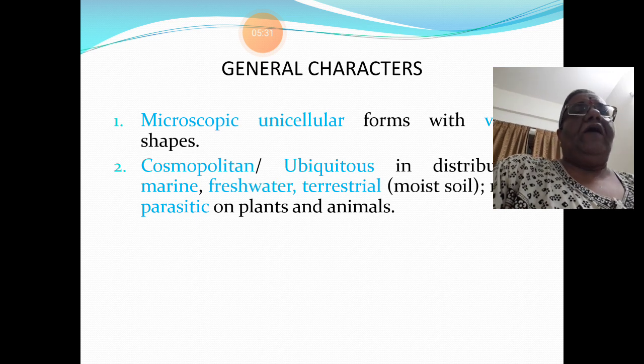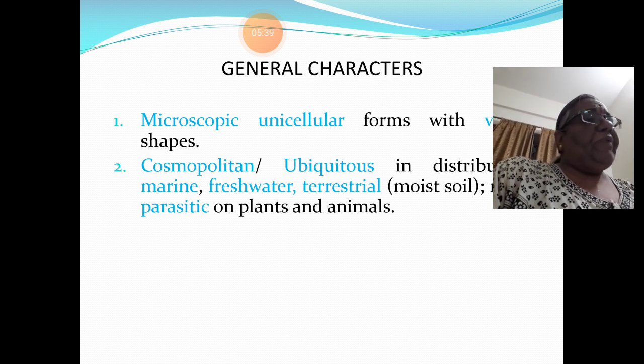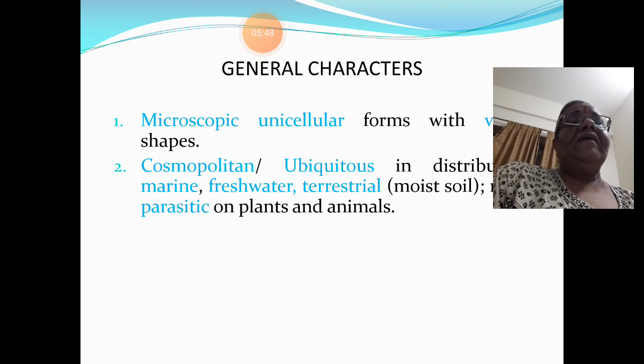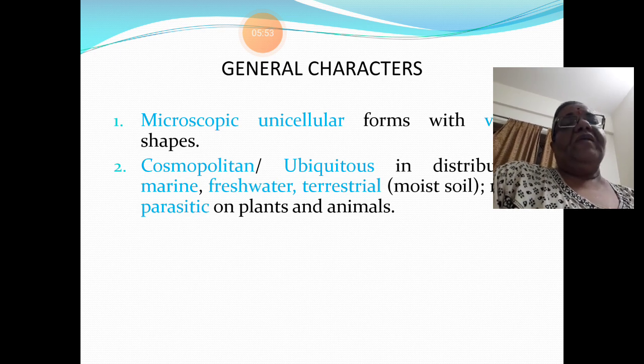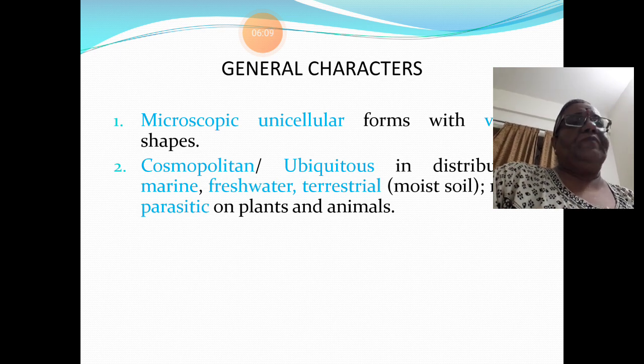Now, to give you examples, Noctiluca is a marine form. Paramecium is a freshwater form. Then Bimastigella, Difflugia, Vorticella, these are all soil protozoans. Monocystis is a parasitic protozoan. Like this, they have inhabited almost all different types of habitats. Therefore, we say they are cosmopolitan or ubiquitous in distribution.